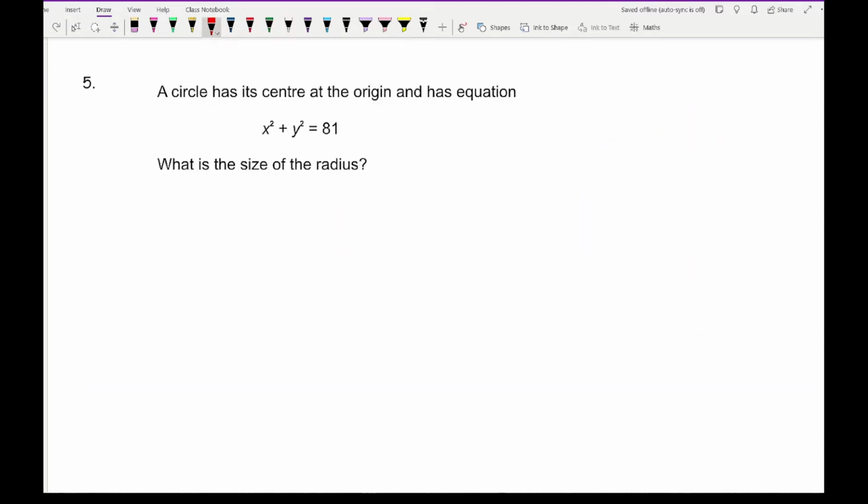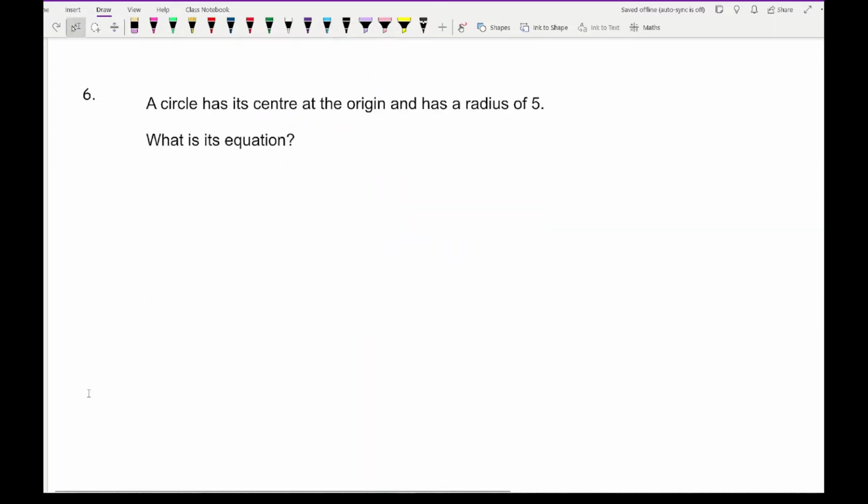Moving on to question 5, it says that a circle has its centre at the origin and has the equation of x squared plus y squared equals 81. The question is asking us to work out the size of the radius. Remember that the equation of a circle with a centre at the origin is x squared plus y squared equals r squared. So r squared must equal 81, so r equals the square root of 81, which is 9. You don't need to write plus or minus again, simply because the radius can't be a negative length.